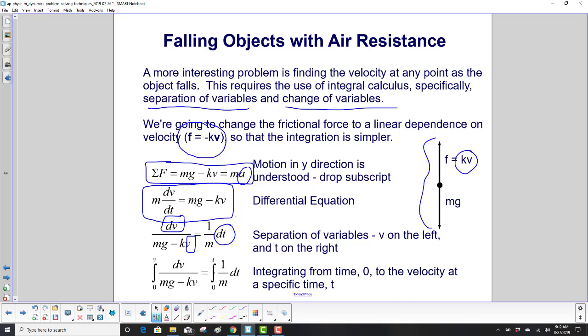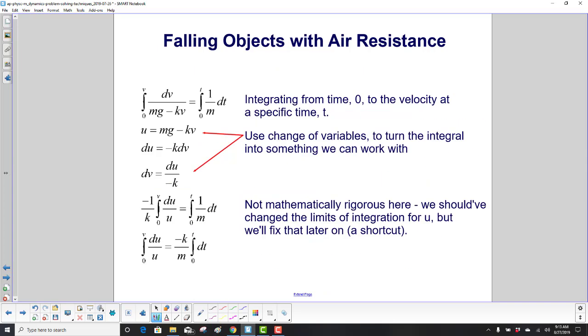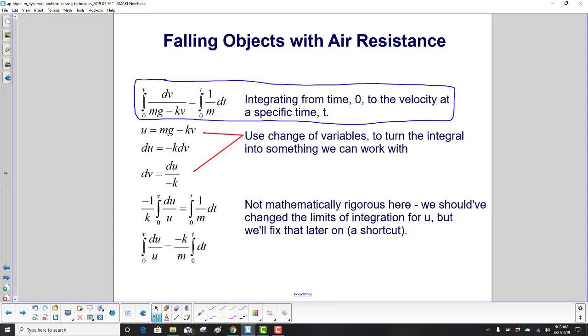The next thing we do, we want to integrate that to some future time t. So we go from 0 to t. And our initial velocity is 0. And then the velocity we want to find at some other time, which will be v. We repeat from the previous slide. Here's our integral. And that looks a little confusing, and that's why we do change of variables.